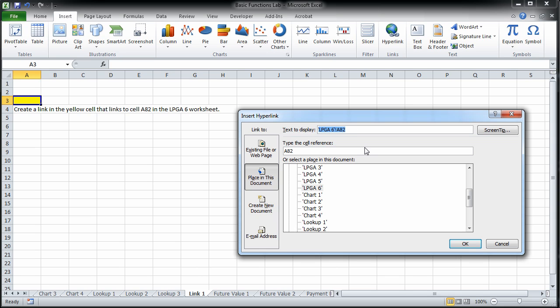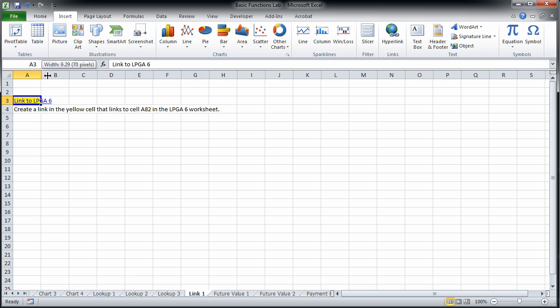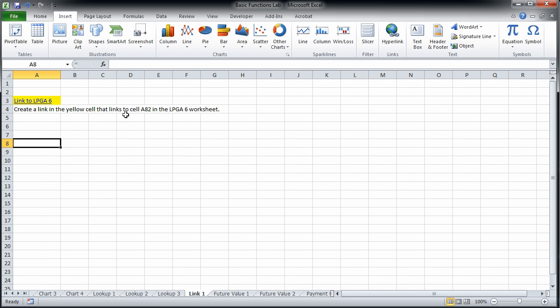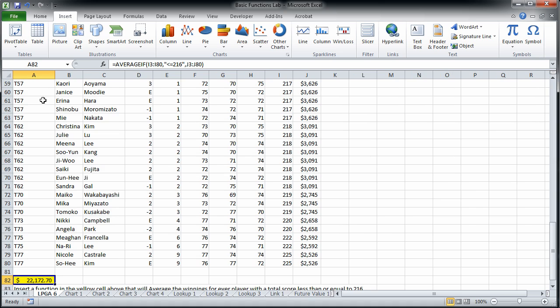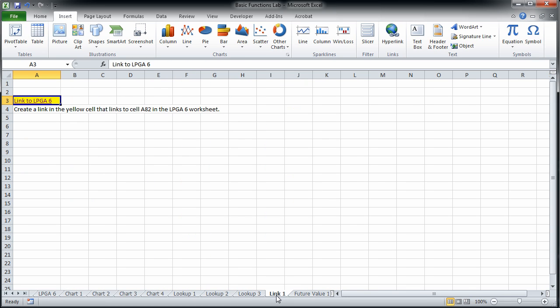So if I wanted to have it say something besides LPGA2, I might say, link to LPGA6, for example. I'll say OK. Notice it says, I'll widen this, link to LPGA6, A82 of LPGA6. Let me click on the link, and notice it takes me to A82 of LPGA6. Isn't that pretty cool? So we can link back and forth within the document. Always a good idea when we're referencing a value from another page to give the user an easy way to get there. And don't forget, on A82 we might want to put a link to link back here.